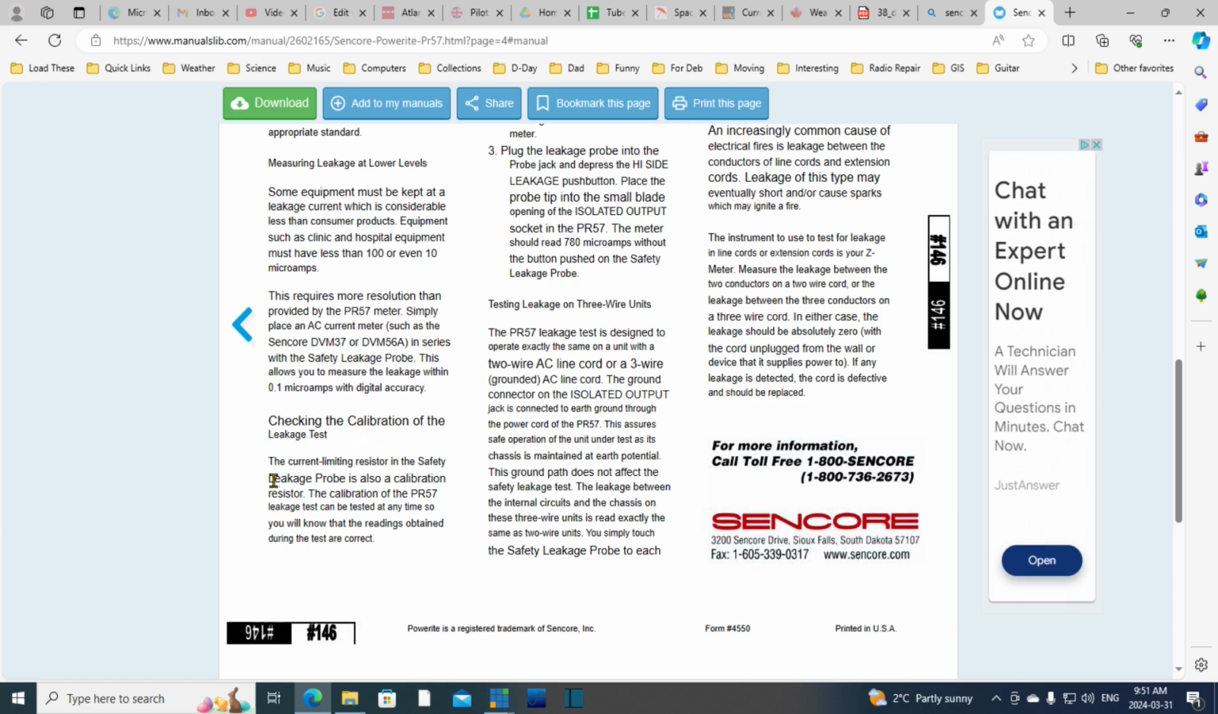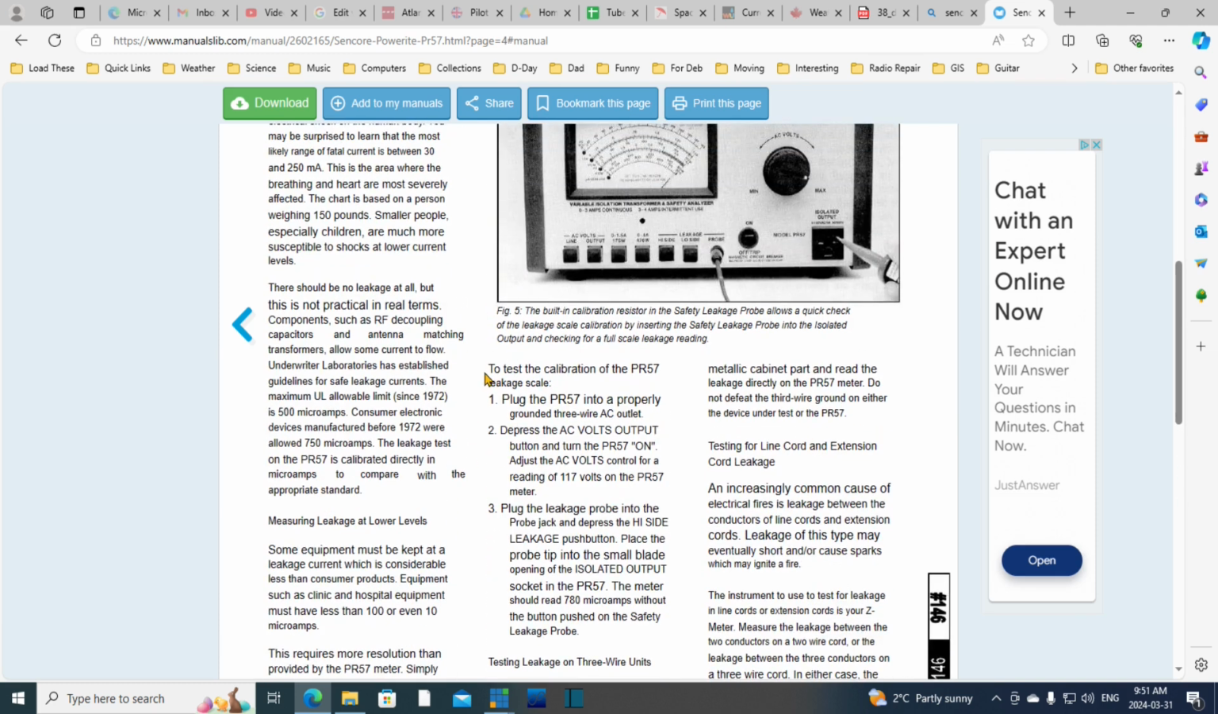Checking the calibration of the leakage test. The current limiting resistor in the safety leakage probe is also a calibration resistor. The calibration of the PR57 leakage test can be done at any time so you know the readings obtained in the test are correct. Am I reading this too fast? The test of the calibration of the leakage.